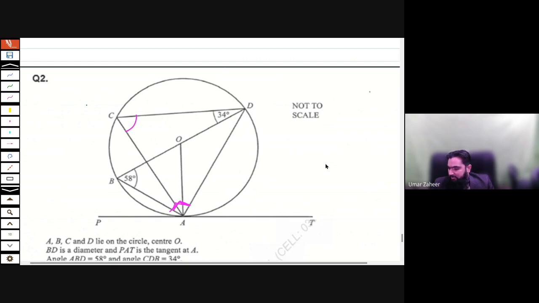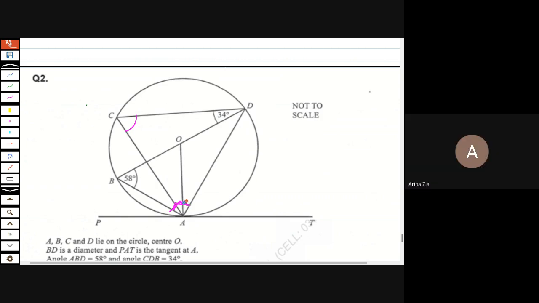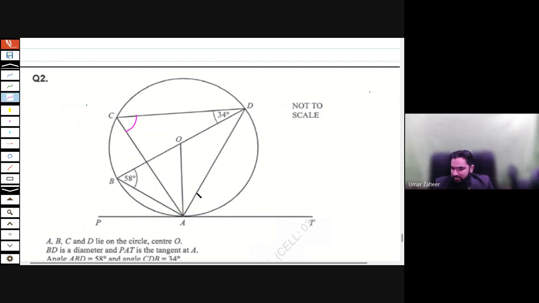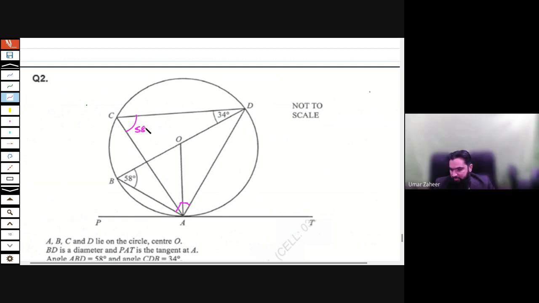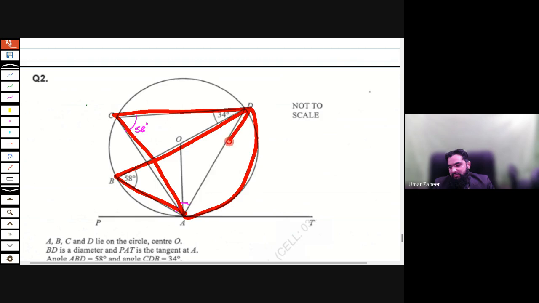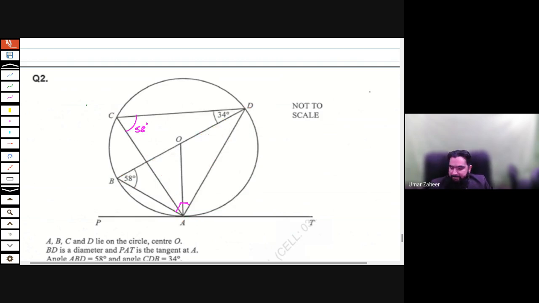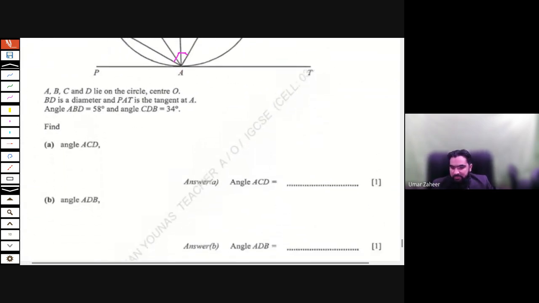Sir, it will be equal to 58. Yes, it is 58. How? Because this angle B and this angle C are subtended by the same segment AD. Yes, it is 58. You're right. Yes, Salim, it is clear.